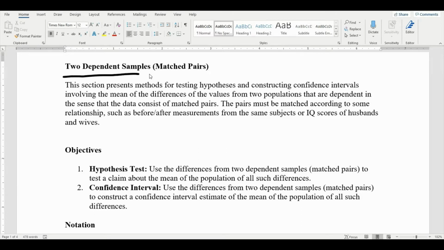Two dependent samples, also known as matched pairs. So we will be doing hypothesis testing and confidence intervals. And to be matched pairs, there has to be some kind of relationship, such as before and after measurements from the same subjects. IQ scores of husbands and wives, twins could be used.